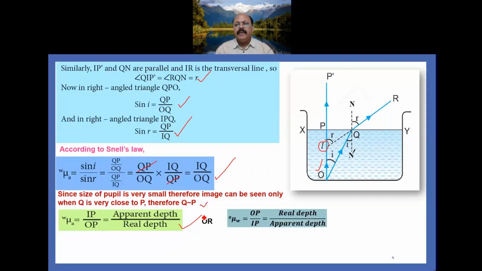Or we can say that the refractive index of water with respect to air, which is equal to OP upon IP, is the reciprocal of the refractive index of air with respect to water. So that's why a mu w equal to OP upon IP equal to real depth upon apparent depth. Now from here, the apparent depth is equal to real depth upon a mu w, that is the refractive index of water with respect to air. So this is the expression for apparent depth.